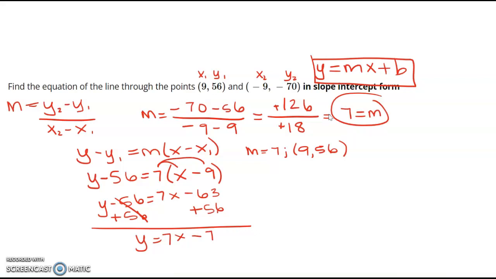Okay, so that will be our final answer. y equals 7x minus 7. Again, if you do this a different way and you're getting the right answer, go with that method if it makes more sense, but here is another one.